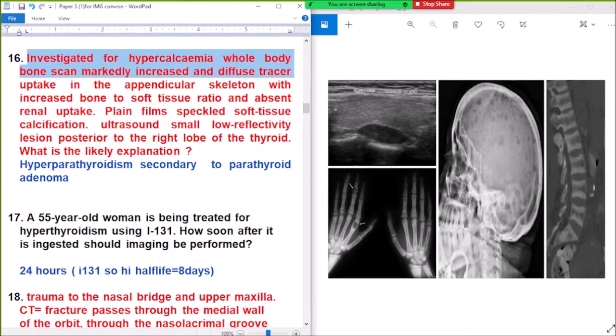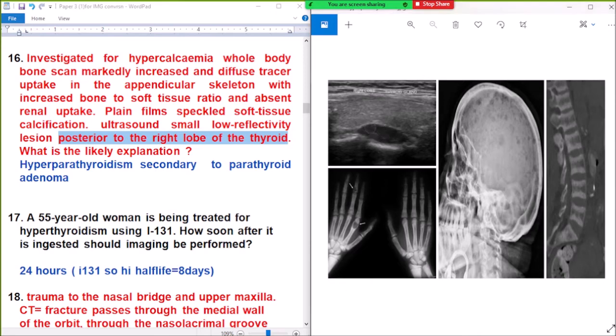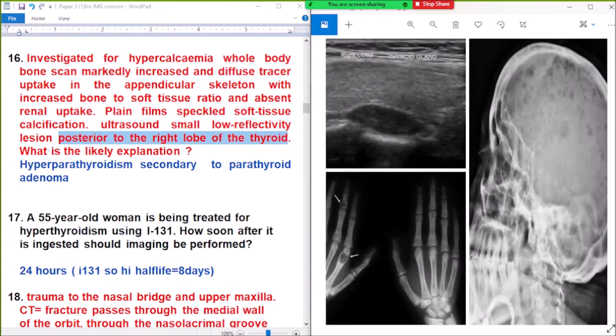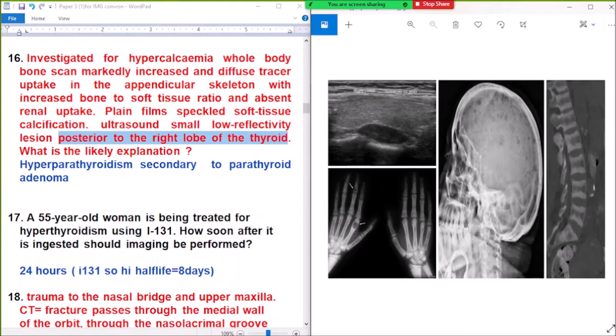Investigated for hypercalcemia. Whole body scan shows marked increased diffuse tracer uptake in the appendicular skeleton with increased bone to soft tissue ratio and absent renal uptake. Plain film shows speckled soft tissue calcification. Ultrasound shows a small low reflectivity lesion posterior to the right lobe of the thyroid gland. Most likely explanation, hyperparathyroidism secondary to parathyroid adenoma.